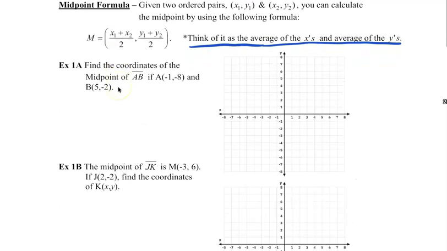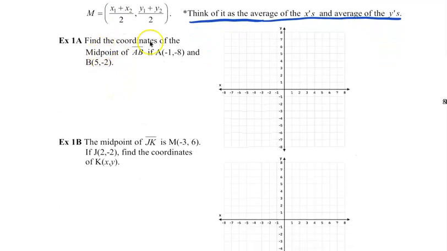So let's do an example or two. Right, so find the coordinates of the midpoint of AB if A is -1, -8. So -1, -8 is like down here. There's my A. And B is 5, -2. So right there. Right, the midpoint, if I look at these two, should be like around here, right? That's where the midpoint should be. So let's do the math on it though. So one of these is x1, y1. The other one is x2, y2. Does not matter which one's which.